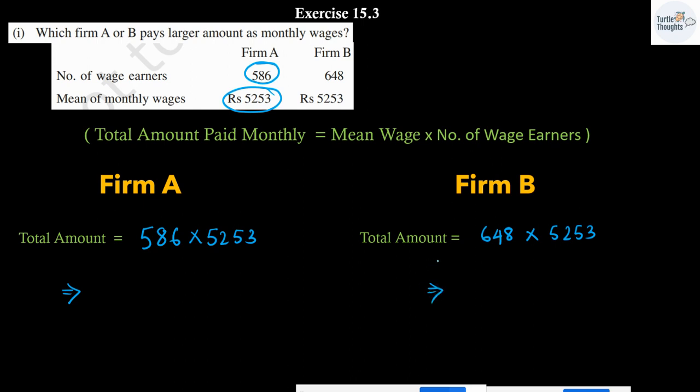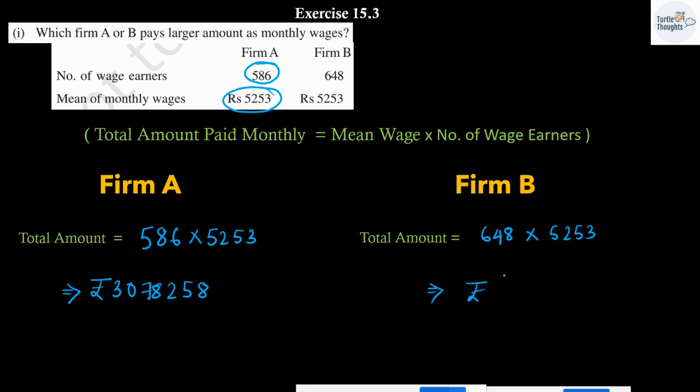I think it's a big number. You can use a calculator. Let me just find that out. So it is going to be 586 multiplied by 5253. It is going to be 3078258. Right? 30 lakhs 78,258 is going to be the total amount that is going to be paid by firm A.